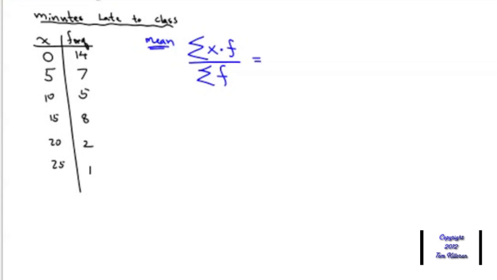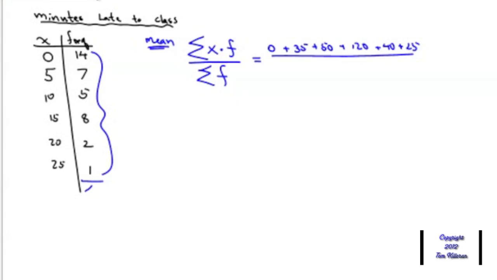So in this case, we're going to get 0 times 14, which is 0. No, we're not even going to count that one, but I'll put 0. 5 times 7? 35. 10 times 5? 15 times 8? 120. 20 times 2? And 25. And we're going to divide this by 37. Where'd you get 37? 14, 21, 26. You add up all of these. This becomes the sum of your frequency, 37. All right. So you add up all these numbers and you divide by 37.